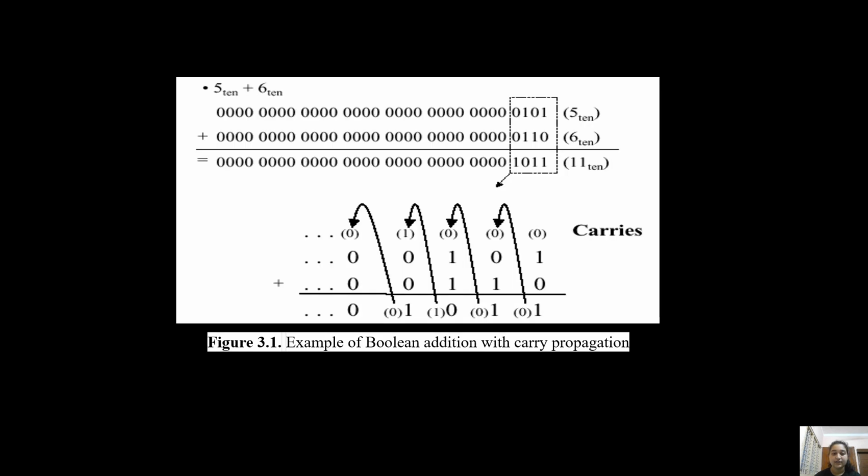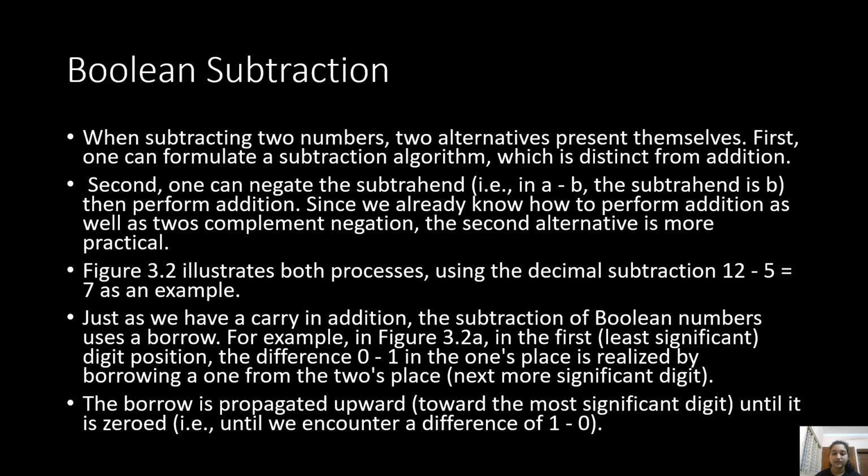Here 5 base 10 and 6 base 10, that is 0101 and 0110, are added, and we get the answer 1011. To get this, we can see that 0 and 1 gives us 1, 0 plus 1 gives us 1, 1 plus 1 gives us 0 with 1 carried to the next position, and 0 and 0 with the carry gives us 1. Thus, in this problem we do have carries, and this should be taken into consideration because it plays an important role.